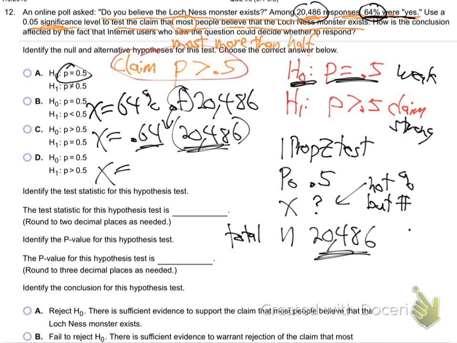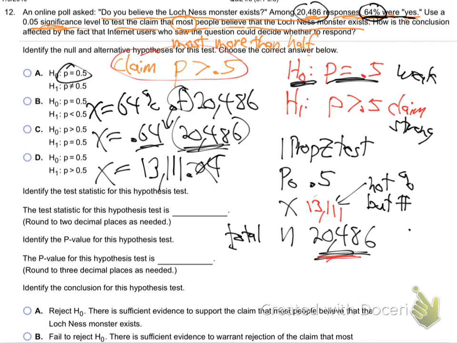So if you do that in your calculator, I'm going to go 0.64 times 20,486, and I'm getting 13,111.04. So just round that, get rid of the 0.04. It must be 13,111 people in that sample. 13,111 people said they believe in the Loch Ness Monster out of 20,486 that were asked.